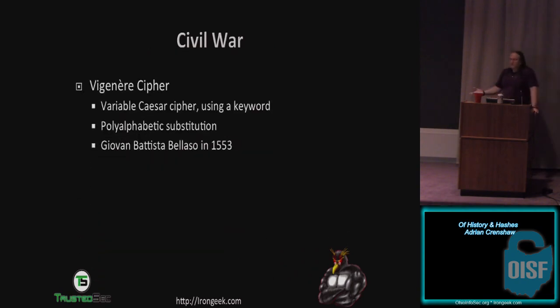Other uses of passwords in olden times would be like the Vigenère cipher. The Vigenère cipher was sort of like the Caesar cipher, but it was variable. It was a polyalphabetic substitution. Instead of always incrementing by 13, you would increment by a passphrase. I'm not sure if they all worked exactly this way, but let's say you had the password Adrian. You might increment by 1 each letter in the alphabet of whatever word you're encrypting.